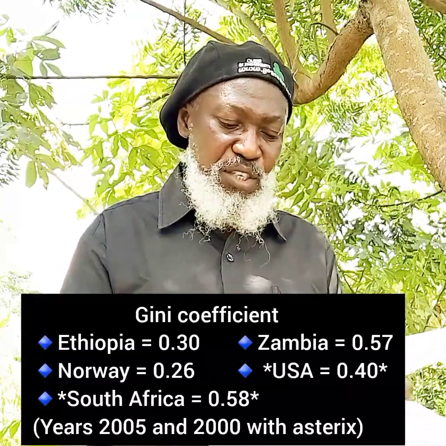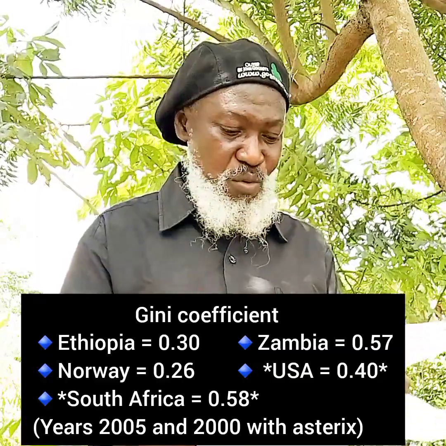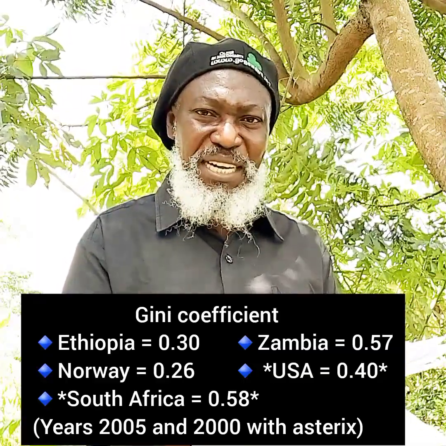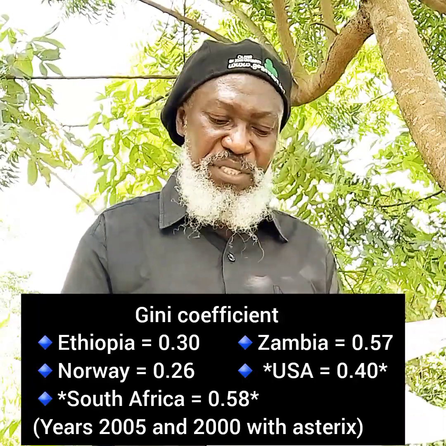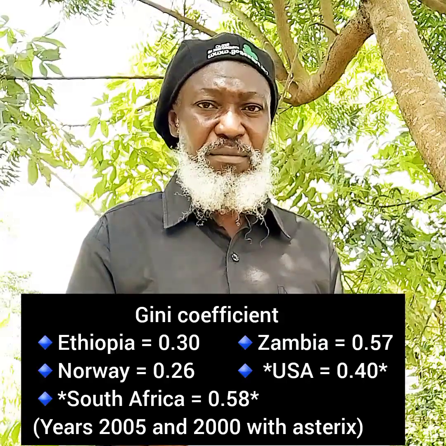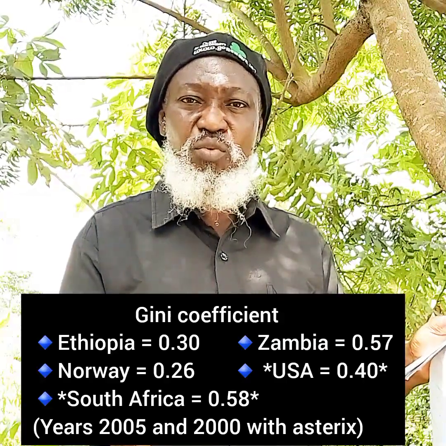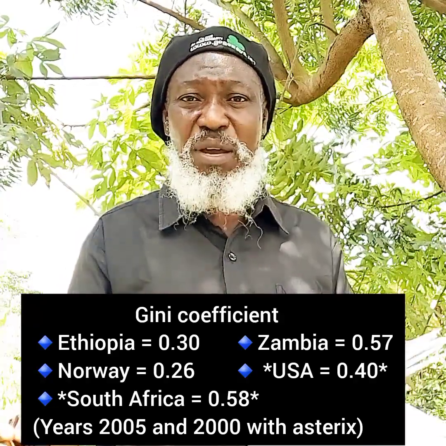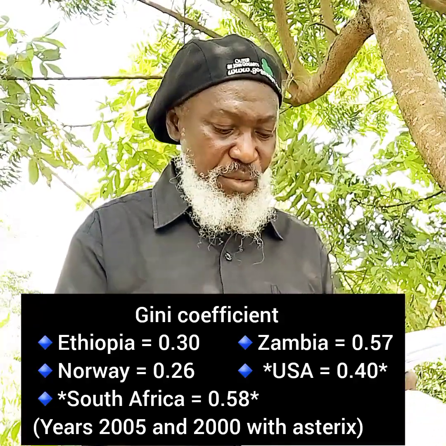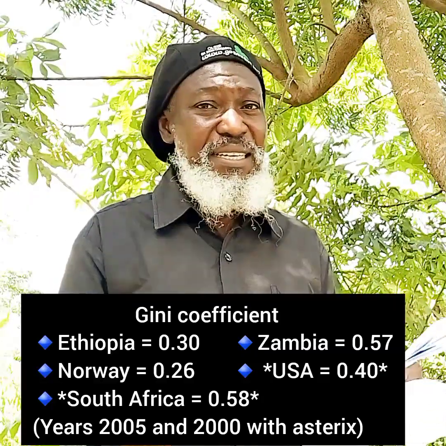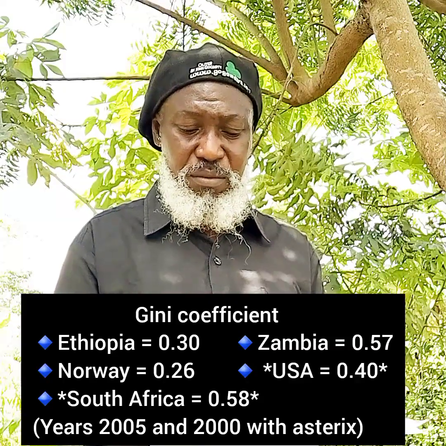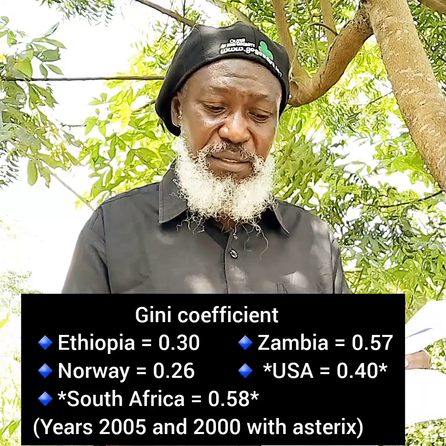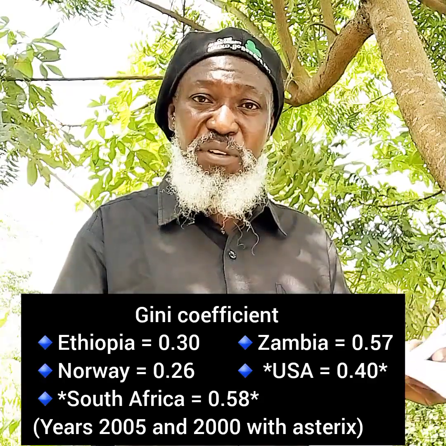When we talk of Gini coefficient, the Gini coefficient for Ethiopia used to be 0.3, quite low. Ethiopia is not a very rich country. It means that most people are not highly paid and most people are not poorly paid either. Okay, that was Zambia, 0.57. It tells you that the gap between those who are paid higher and those who are paid low is quite high. That of Norway is 0.26. It means that the gap between those who are highly paid and those who are lowly paid is low, it's narrow. The USA is 0.4, which is quite substantively high. South Africa is 0.58, which is very high.